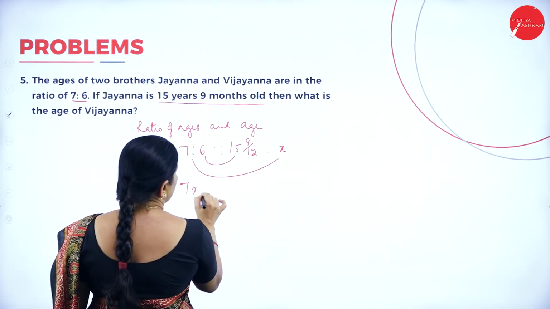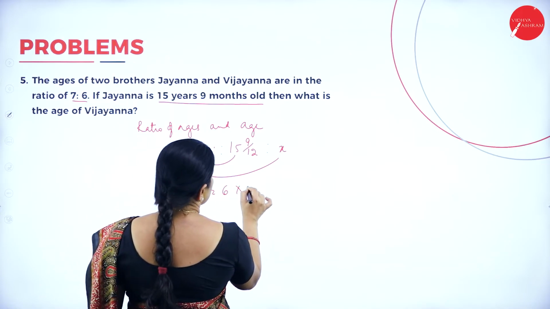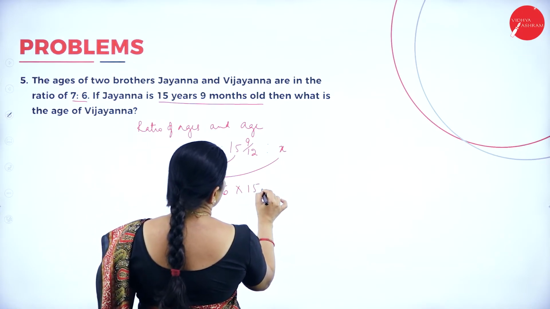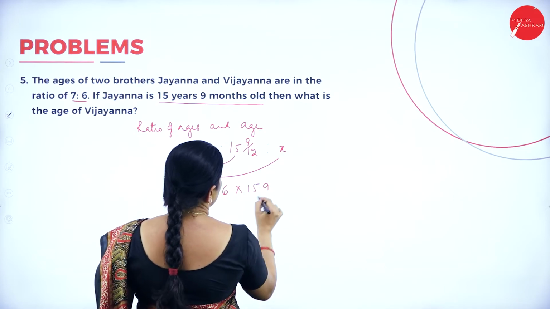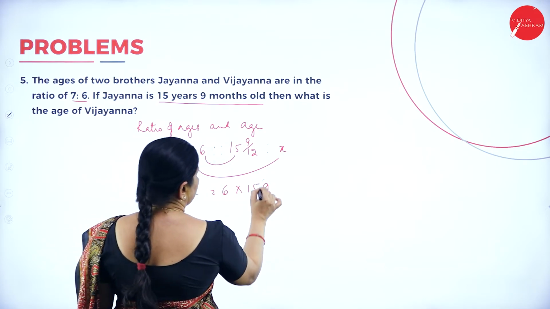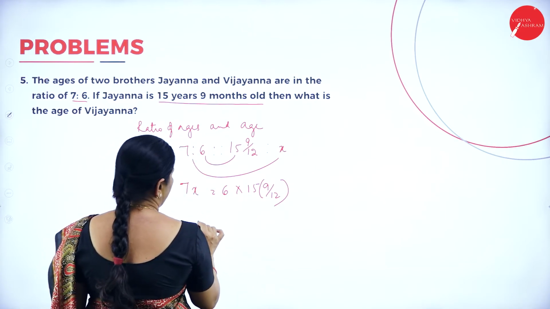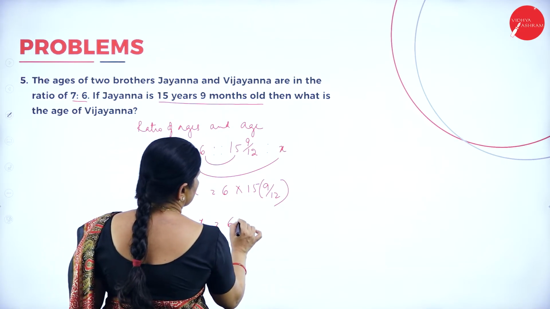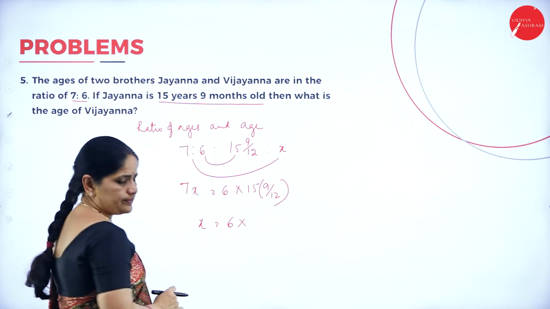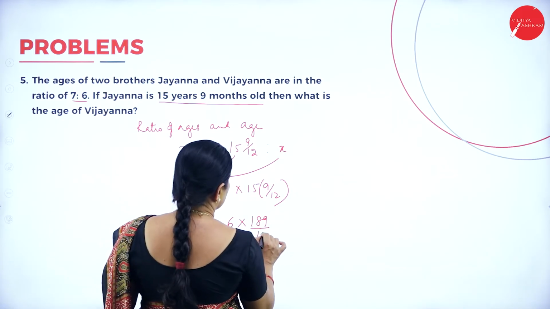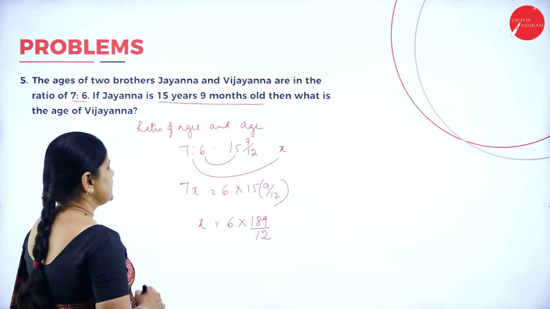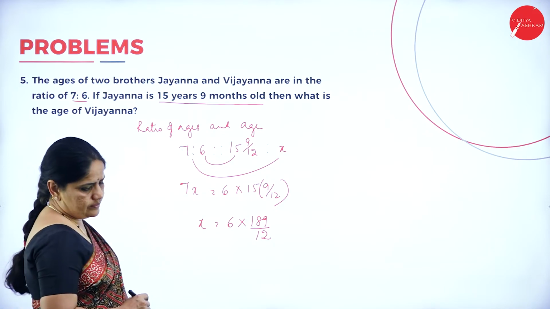So, 7x equals 6 into 15.9, so 15 into 9 by 12. So, x will be equal to 6 into 189 divided by 12.